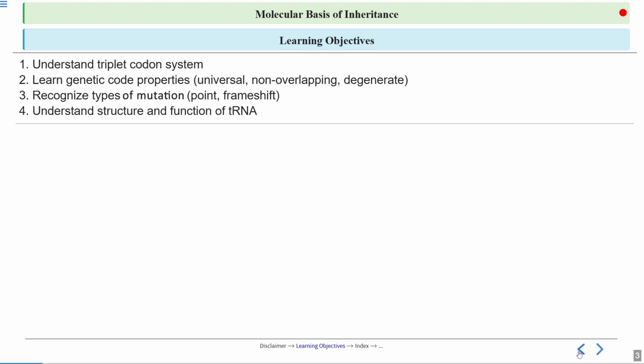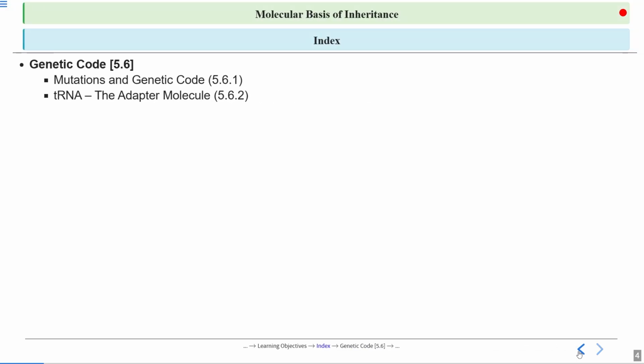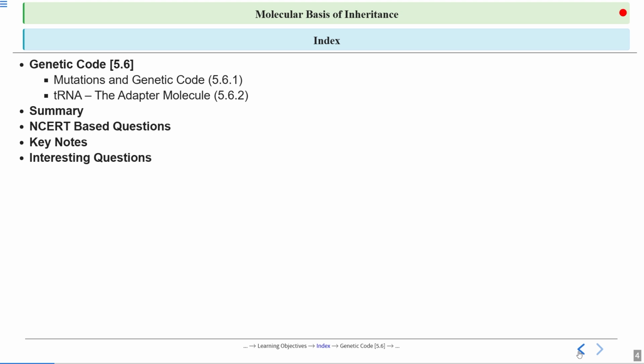Then what is going to be today's index? First we are going to cover the NCERT section 5.6, which is genetic code, and in that we have two subsections, that is mutation and genetic code, as well as tRNA, the adapter molecule, that we are going to focus on in today's class. Then there will be a summary in which we are going to sum up whatever we study in today's class. Then there will be some NCERT based questions that we are going to solve together. Then there are some keynotes followed by interesting questions, that are the questions that you are going to answer yourself.